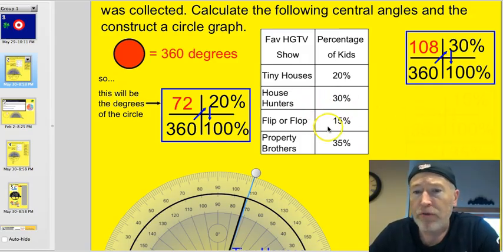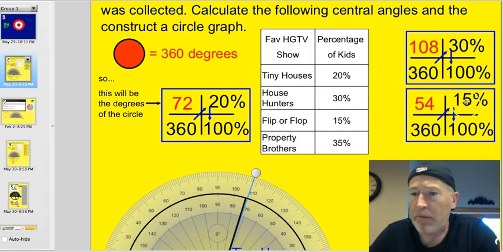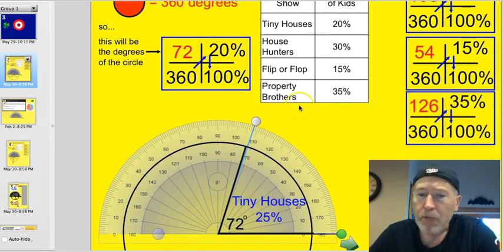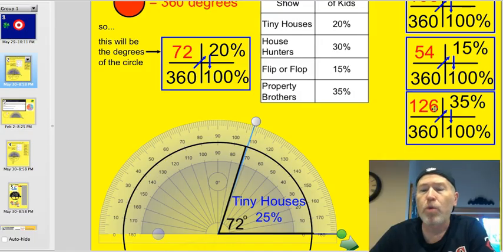And let's go ahead and do Flip or Flop too. If House Hunters is 30% and Flip or Flop is 15%, again, we can put it into the box, and it's kind of obvious it'll be half of 30%. Half of 108 is 54 degrees out of the circle. And then the final one, Property Brothers at 35%. If you pop that into the box, 360 times 35%, you divide by 100. Your missing number is 126 degrees.